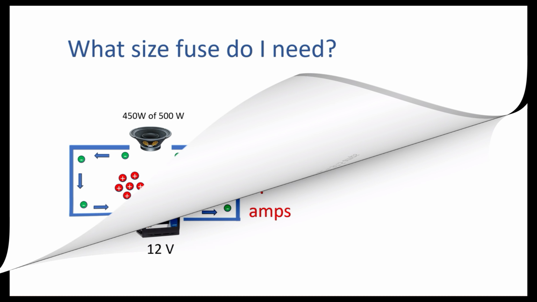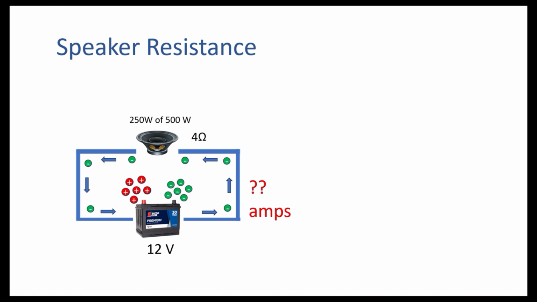Okay, so far we've been talking about power supply, but one of the things that we haven't talked about is the effect of speaker resistance. So let's take our little circuit that we've been talking about. We've got our 500 watt speaker that we're running at 50% volume, so it needs 250 watts of power. And let's say that this is a 4 ohm speaker. Well, how does this affect our power supply? Because we've got 4 ohms on this speaker.